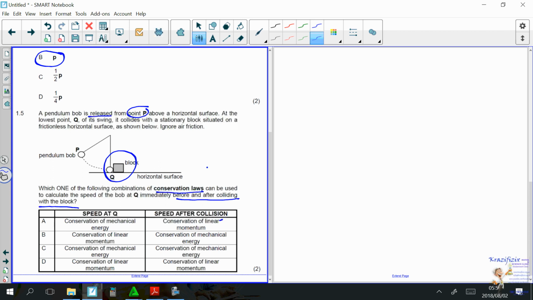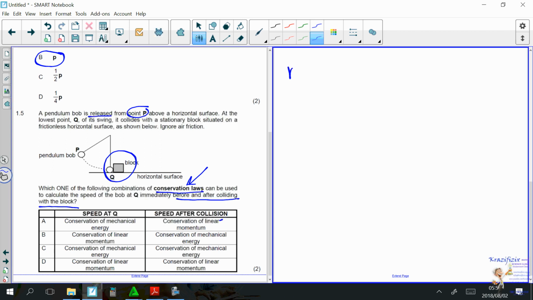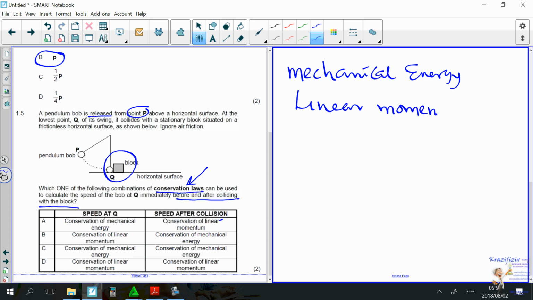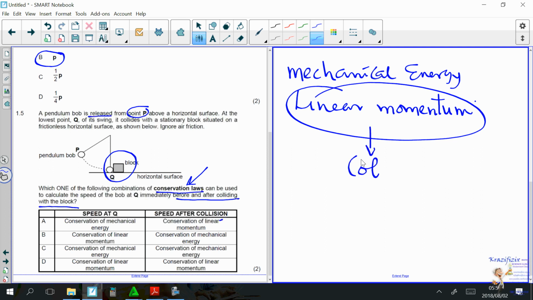Now let's check. They said conservation laws. Which laws should we be thinking about? Conservation of mechanical energy, we will state this later on, and conservation of linear momentum. Remember that both of them apply in an isolated system. I can simply use this when I talk about collisions.